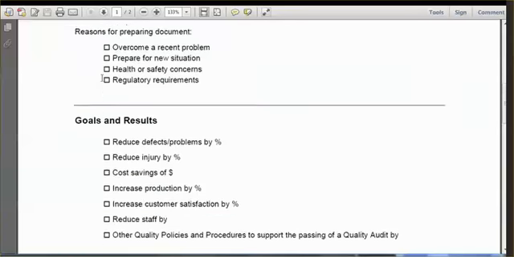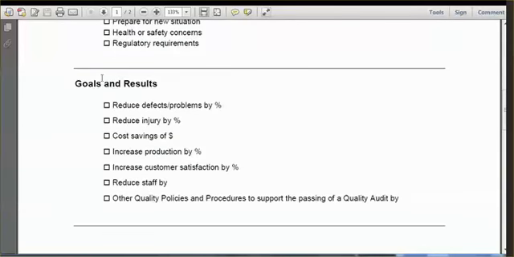When you're doing your analysis, and typically you might be working by yourself, but if you're in a team environment, because it's a complex document and you have to align with different departments, you would sit down and try to figure out what the actual outcomes are going to be from creating this policy and implementing it in the organization. So will you be reducing defects or problems by a certain percentage? Do you anticipate, especially if it's a safety procedure, that you're going to reduce injury by a certain percentage? And do you think you might be realizing cost savings, or increasing production, or increasing customer satisfaction?